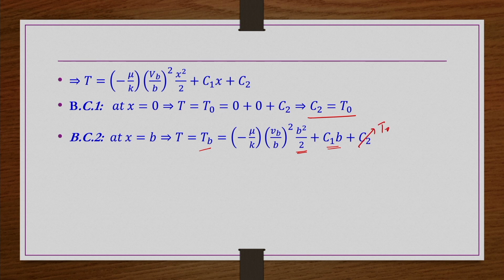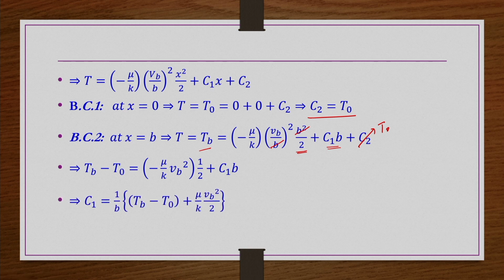Now, this T naught we take to the left hand side. So Tb minus T naught is equal to minus mu by k Vb square times (1/2) plus C1b, because this b square can be cancelled out. So from here C1 we get as 1 by b times (Tb minus T naught plus mu by k Vb square by 2). So this is C1. Now, this C1 and this C2, both we substitute in this equation and then simplify to get the required temperature profile.